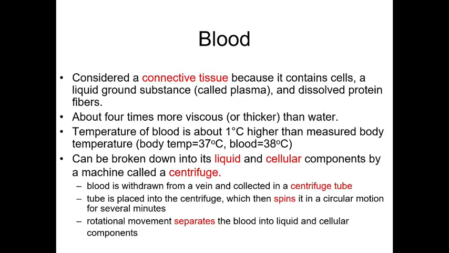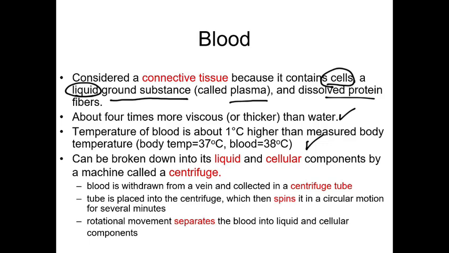So recall from our early histology days that blood is in fact a connective tissue. It is a connective tissue because it contains loosely arranged cells contained in a ground substance. In this case, it is a liquid ground substance referred to as plasma. And in that ground substance, there are proteins. These proteins are primarily involved in blood clotting. Blood is thicker than water and runs about 1 degree Celsius warmer than your body temperature.